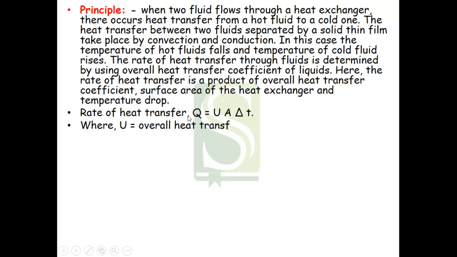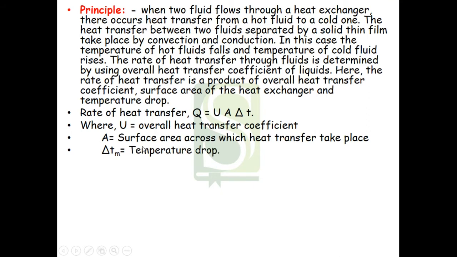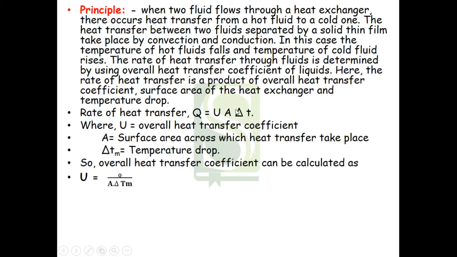So rate of heat transfer Q is equal to U into A into delta T. U is the overall heat transfer coefficient, A is the surface area across which heat transfer will take place, and delta Tm is the temperature drop. Now in this experiment we will calculate the delta Tm by the LMTD method. The overall heat transfer coefficient can be calculated as U is equal to Q divided by A into delta Tm. This is our final equation, because using this equation we will calculate the overall heat transfer coefficient. Now we'll see how the experiment is performed.